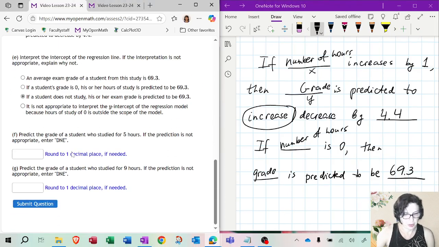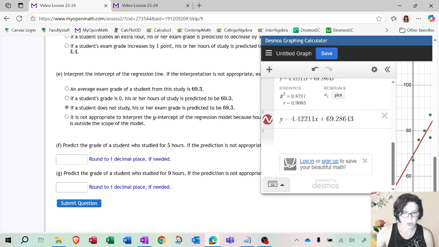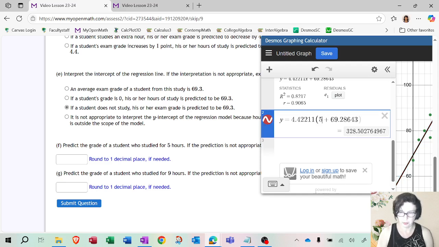Okay, the last part we need to do is actually do the predictions. So how do we do that? Well, we need our equation. Okay, so let me get rid of this. So here it says, predict the grade of a student who studied 5 hours. So instead of x, we're going to put in parentheses 5. And it's going to give me 91.4. So that would be a grade of a student.